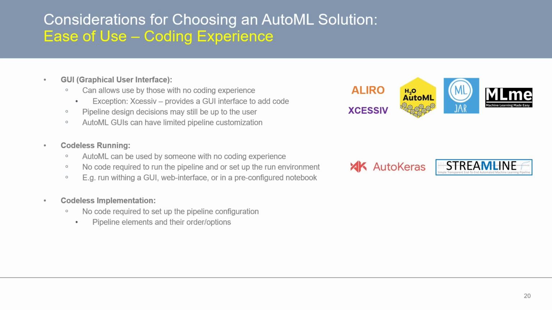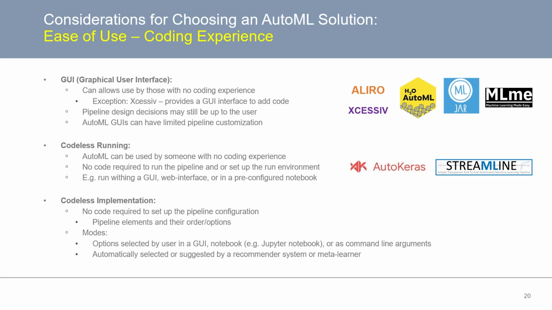Regarding codeless implementation, this implies that no code is required to set up the pipeline configuration, including pipeline elements and their order or options. This can be achieved by allowing options to be selected by a user in a GUI, a notebook, for example Jupyter Notebook, or as command line arguments. This could also be achieved by the AutoML automatically selecting or suggesting these elements or options using a recommender system or a meta learner. Other examples of AutoMLs that offer codeless implementation include Auto-Sklearn and Teapot.